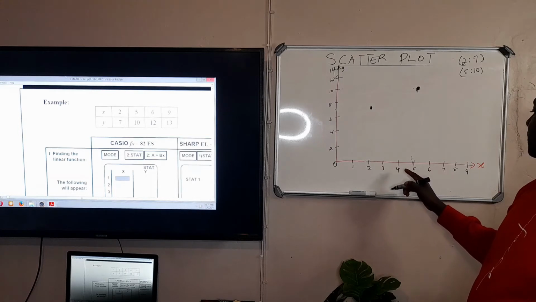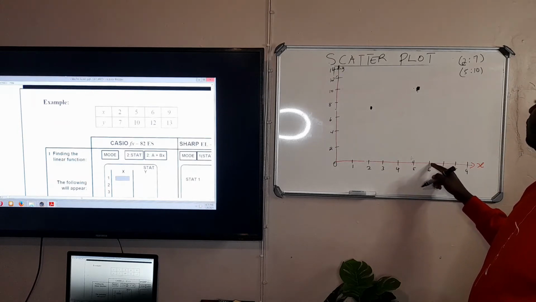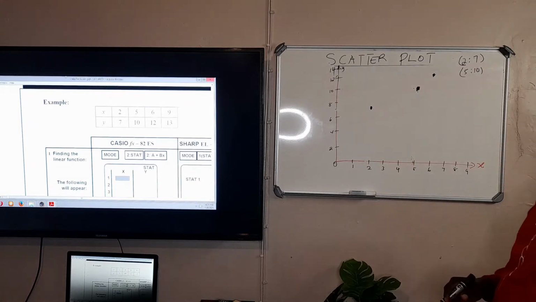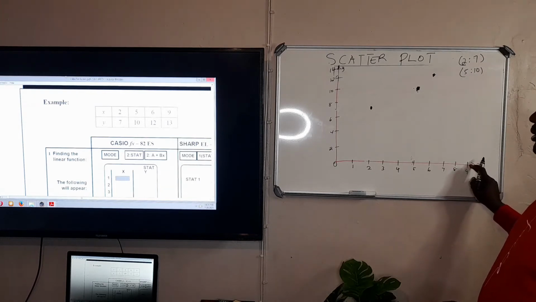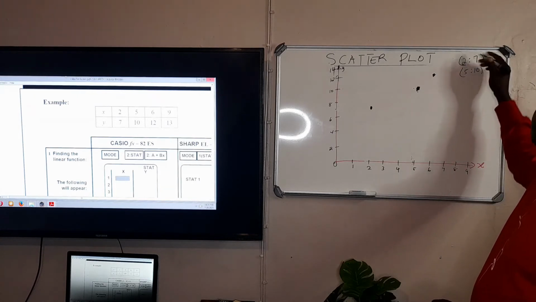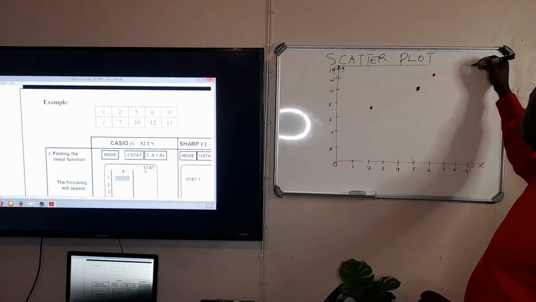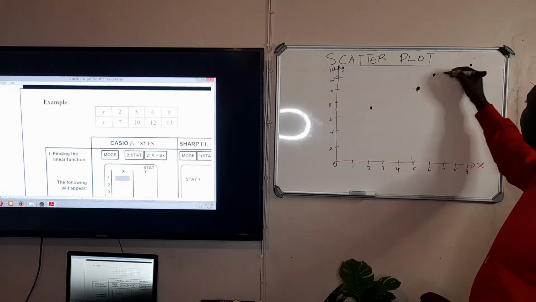6 for x and 12 for y. So it goes somewhere there. This is the point, 6 is to 12. And the next point is 9 is to 13. 9 for x and 13 for y. So when we come here, 9 is here and 13 is in between 12 and 14. So this is the point that we have.